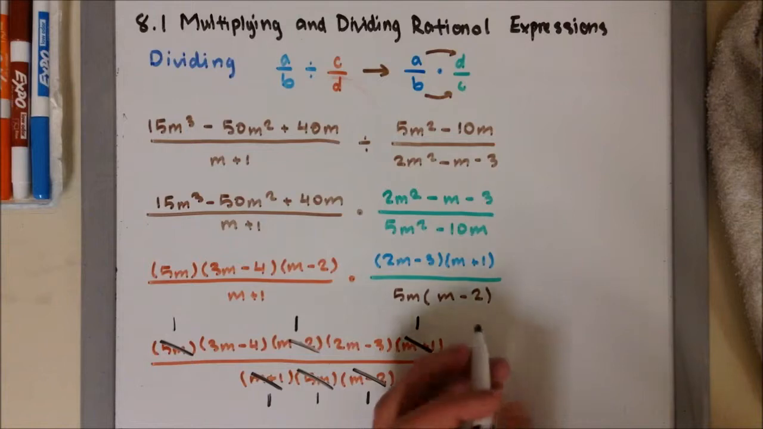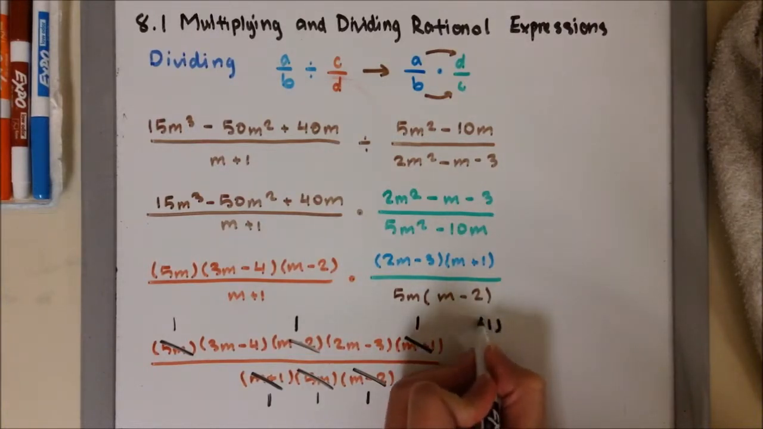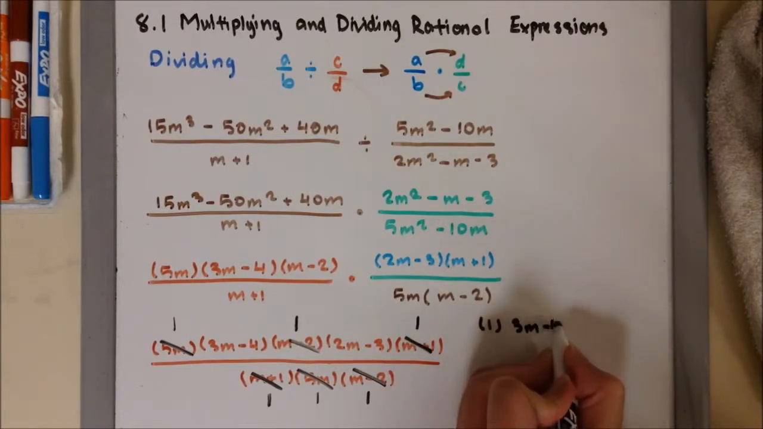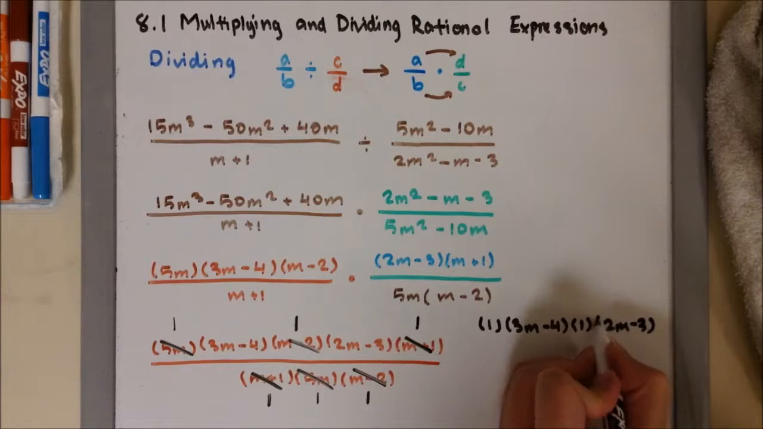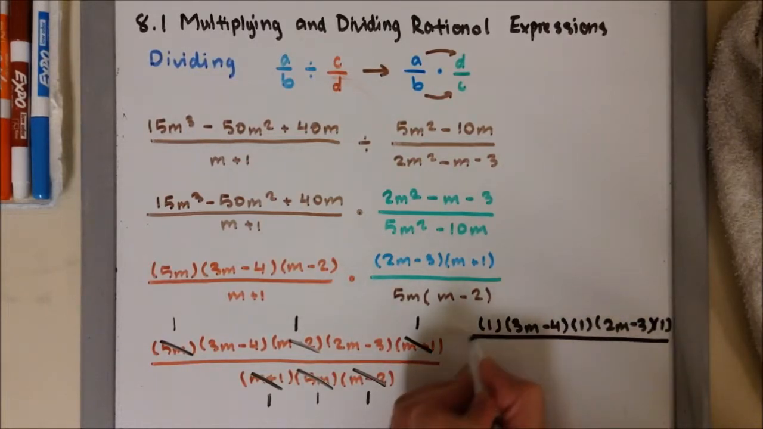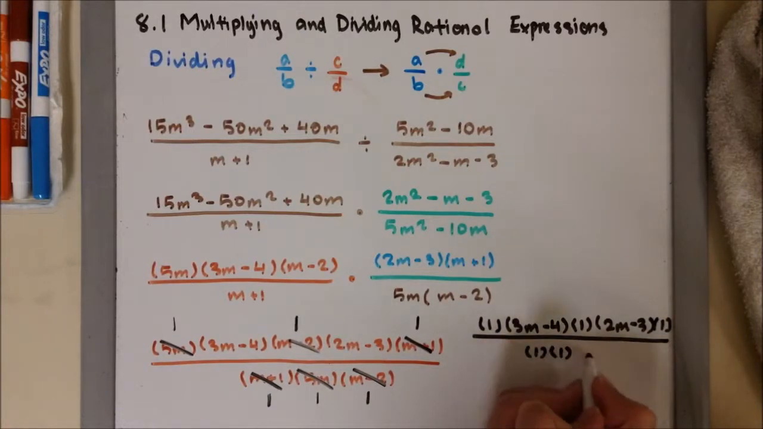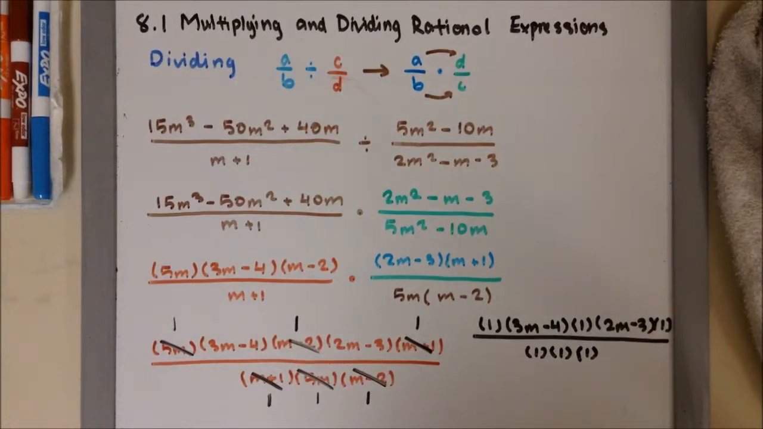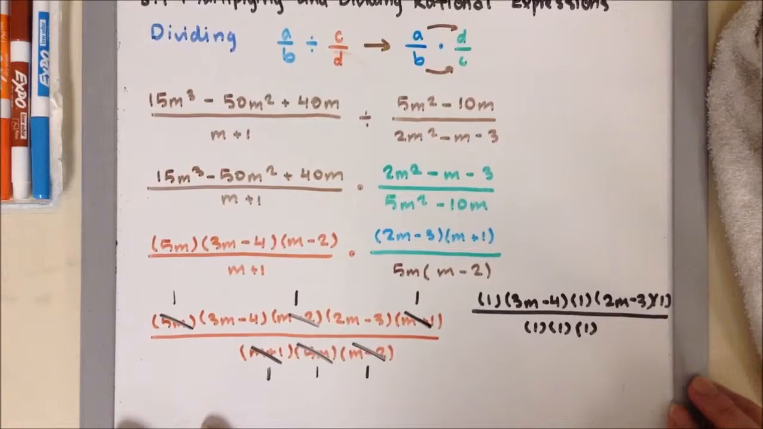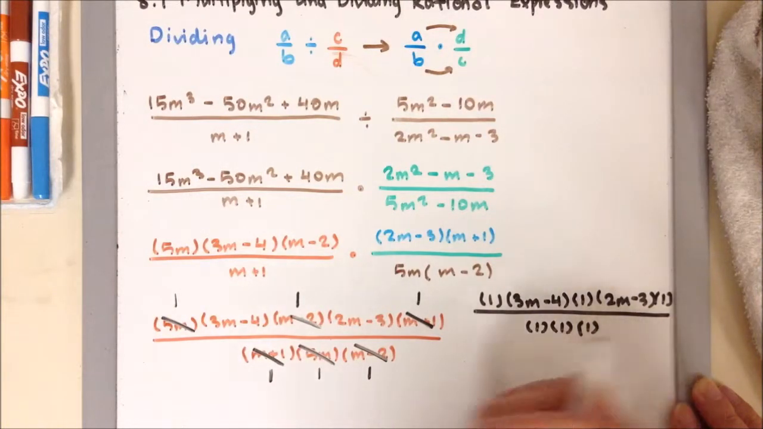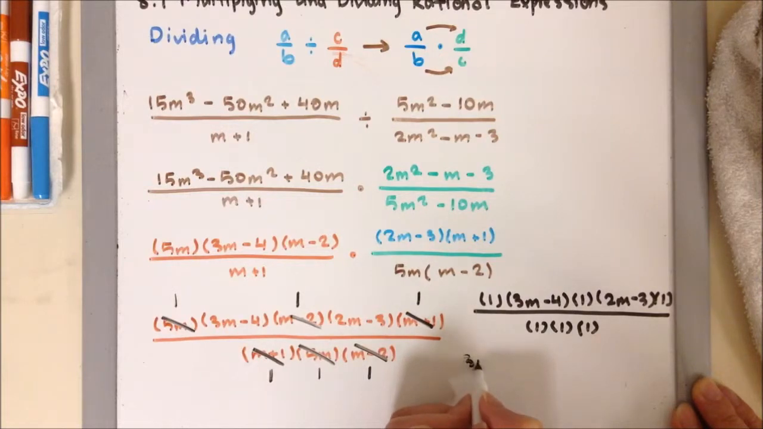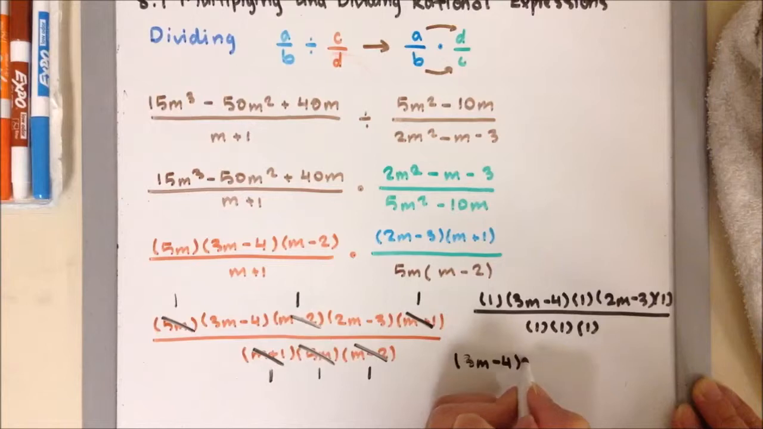So I'm going to write out the factors that I have left over. So I have 1 times 3m minus 4 times 1 times 2m minus 3 times the last one over 1 times 1 times 1. Alright, so when I simplify that, in my numerator, I'm going to have 1 times 3m minus 4 times 1 times 2m minus 3 times 1, which is basically 3m minus 4 times 2m minus 3 over 1 times 1 times 1, which is just 1.